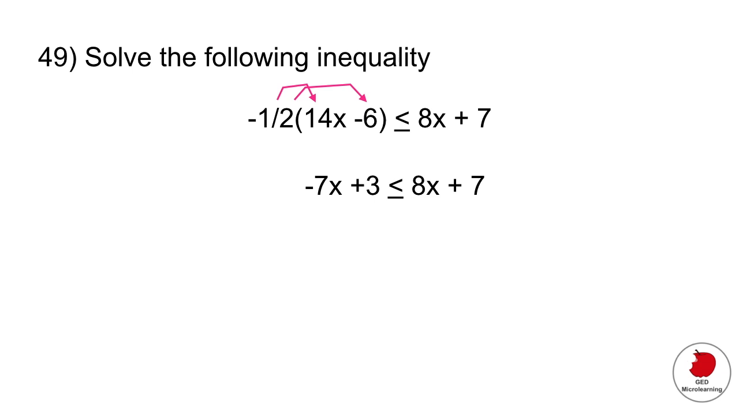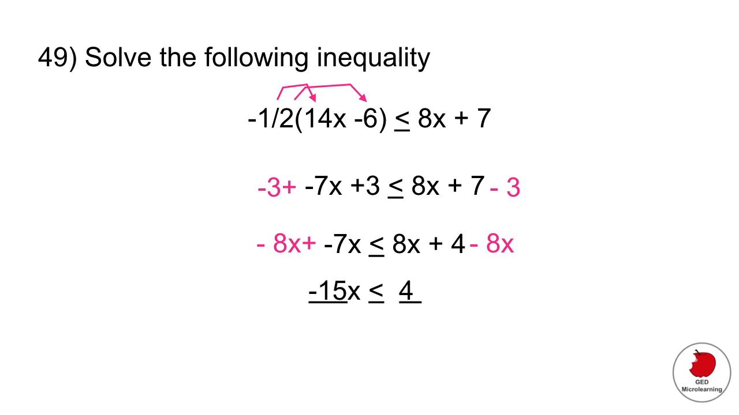And now what I'm going to do is isolate the x on one side. So I'm going to subtract 3 from the left side and from the right side. Sorry, I put those backwards. And then I end up with this. And I'm going to move the 8x on the right to the left. Okay, so I'm going to subtract 8x from the right side and from the left side. And that gives me negative 15x is less than 4.